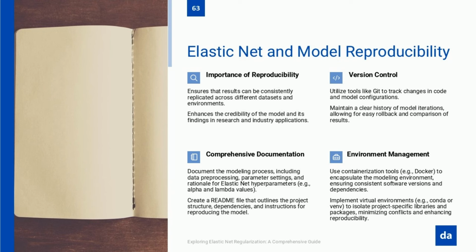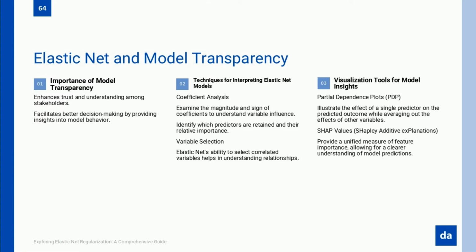But reproducibility is just one piece of transparency. Next, we'll explore how model transparency helps explain predictions and build trust in machine learning models. A machine learning model is only as good as our ability to understand and trust its predictions. Model transparency ensures that stakeholders, whether they are business leaders, regulators, or customers, can see how decisions are made.